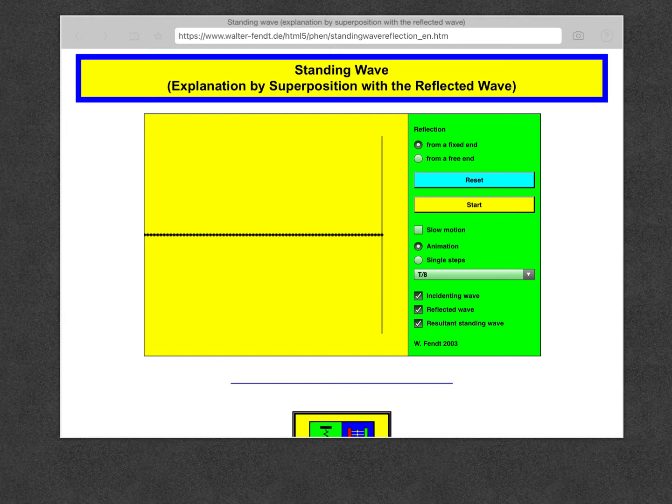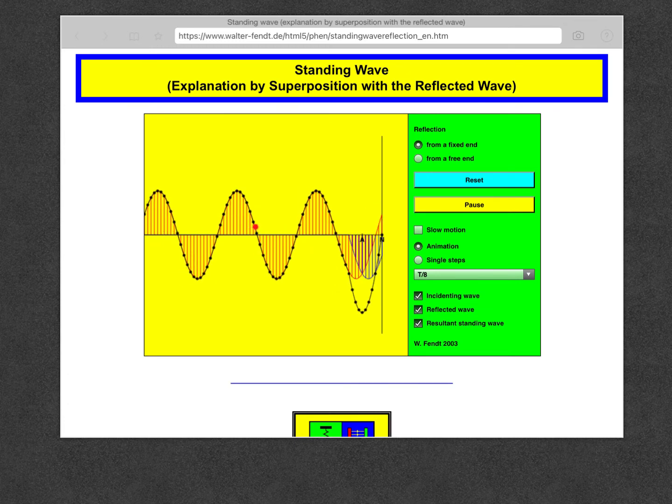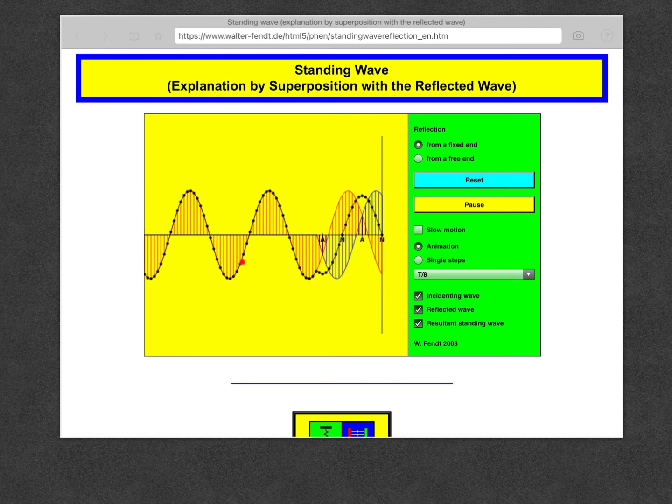So here's an animation of a wave approaching a fixed wall. You can see the particles move up and then move down, but notice that the particles are not moving to the right or left. They just move up and down. So you can even focus on one particle, and that particle is just moving up and down.